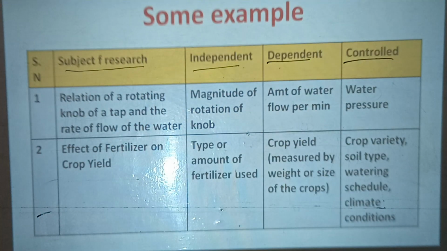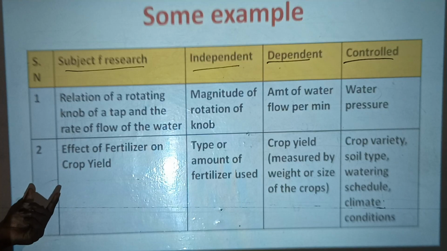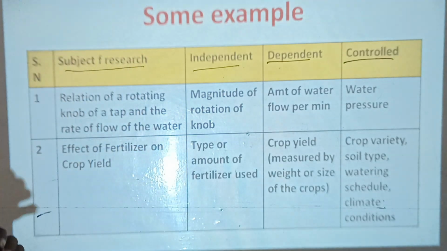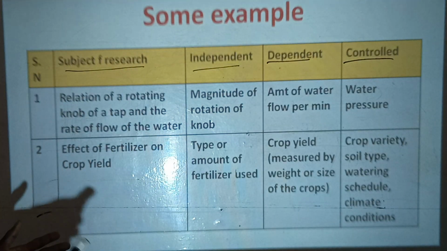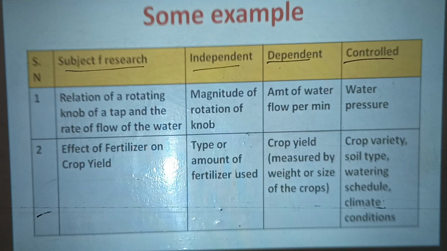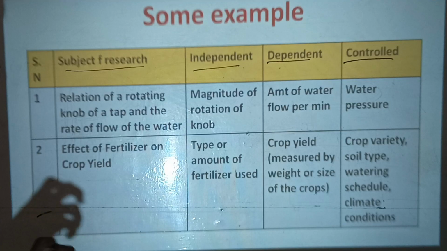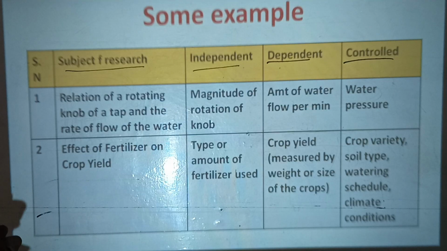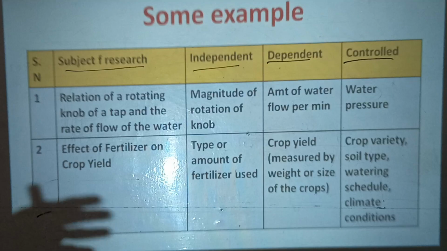If you take the example of the relation between rotating the knob of a tap and the rate of flow of water, I hope you understand this example from your house. If you rotate the knob of the water tap, the flow of water will increase. If you open the knob of the water tap, the flow of water per unit time also increases. If you close it, the flow of water per unit time decreases.